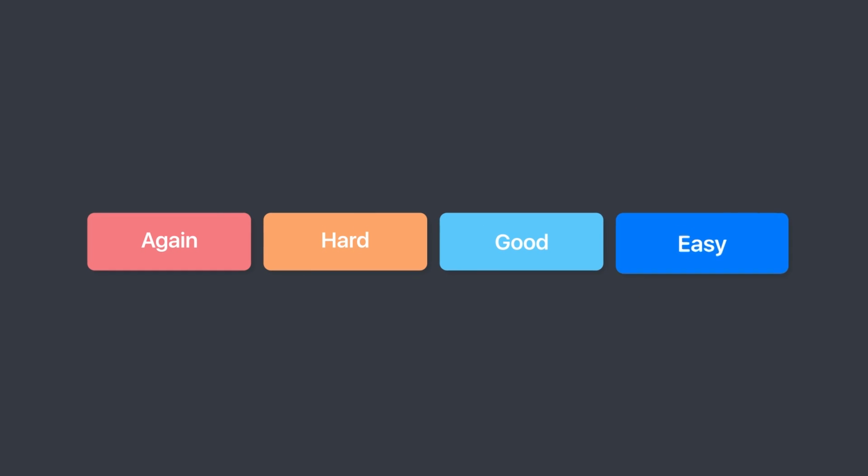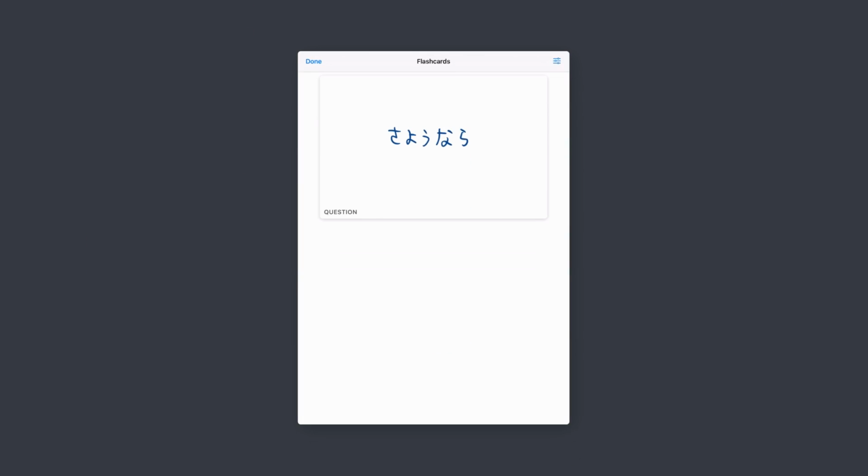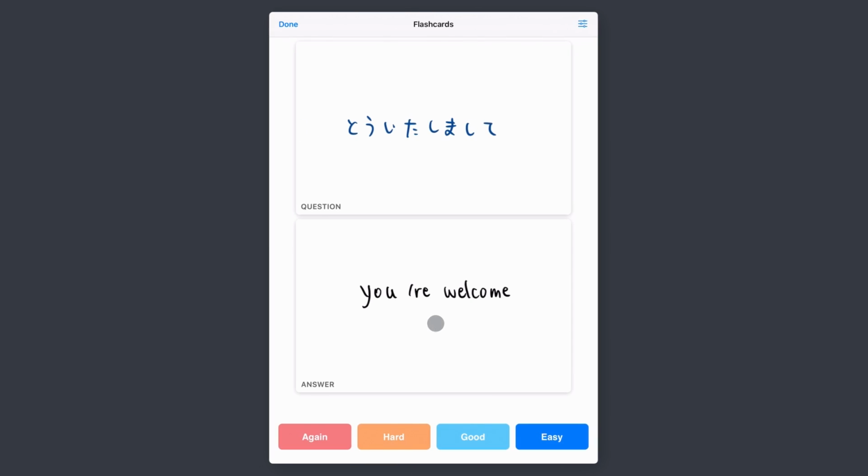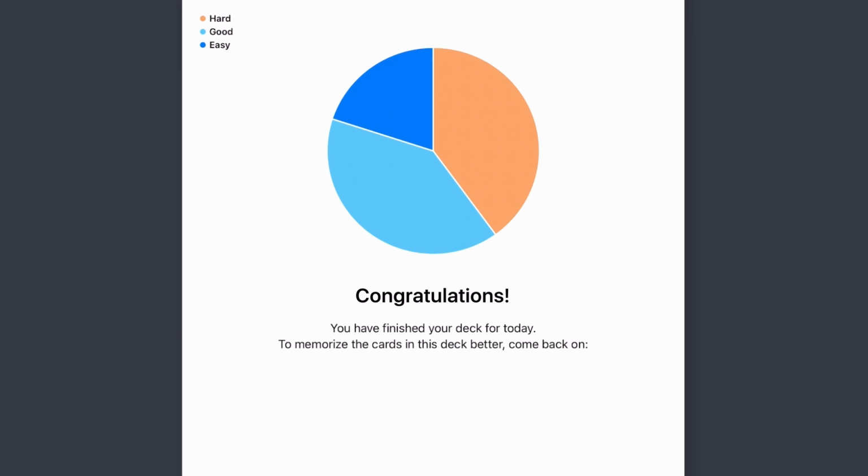Your flashcards are ordered based on how difficult you find them. Every time you answer one, you can rate how hard it was for you. As you review your flashcards, GoodNotes will strategically reorder them as you learn, using a spaced repetition algorithm to help you absorb what you review better.